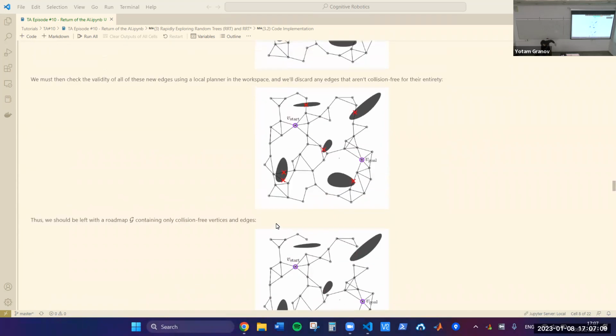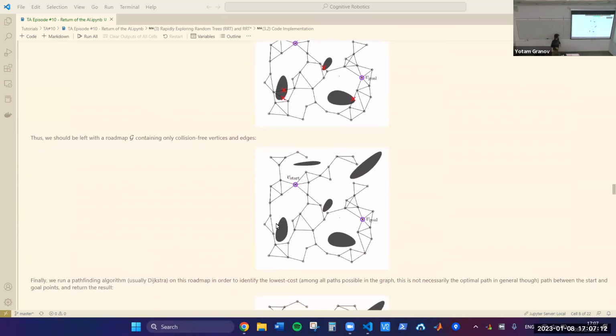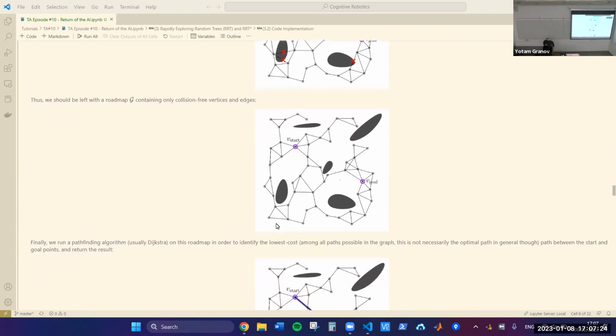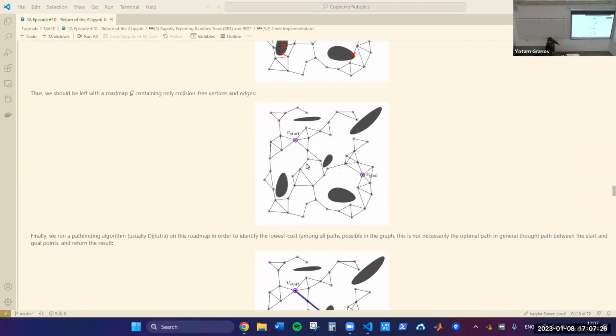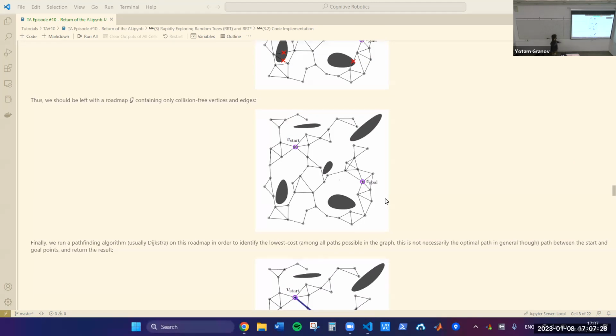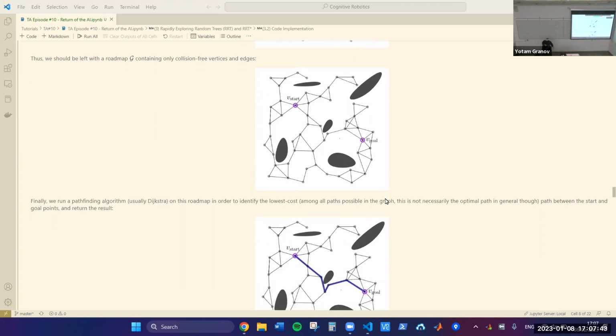Then we can remove all those edges that are invalid, and voila, we're left with our roadmap, which contains nodes, vertices, and edges that are only contained within the free space. So none of them are in collision. And of course, in this case, we have the start and the goal points already in the roadmap, but in general, if I didn't have them, I could add any start and goal points to the roadmap, and I would still have this nice graph over here that I can use multiple times. So that's what we mean by multi-query. Just use the same graph over and over again for the same space.